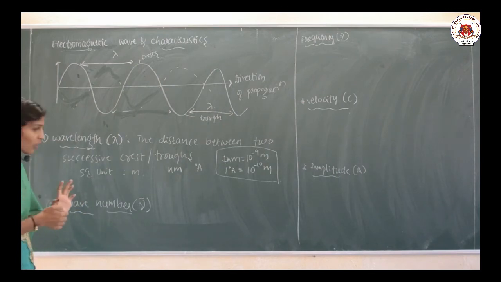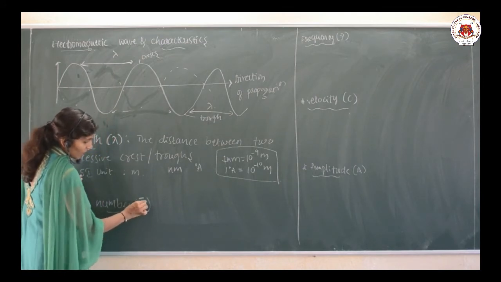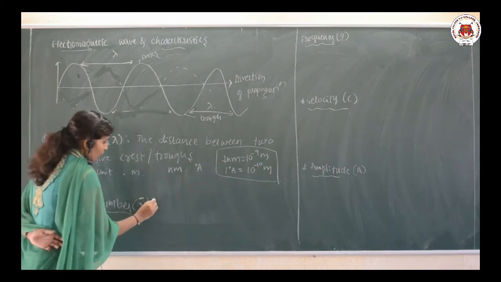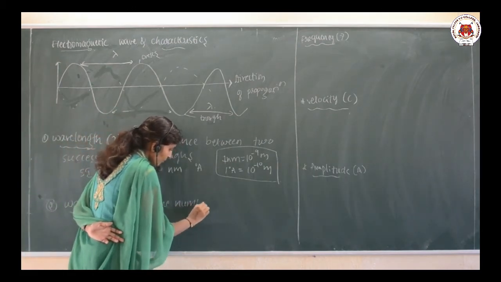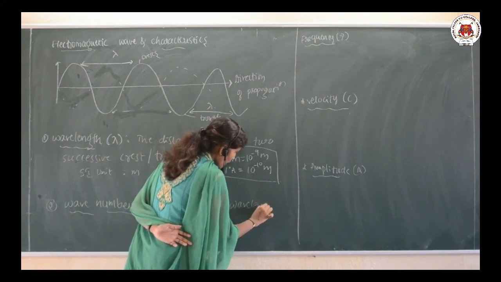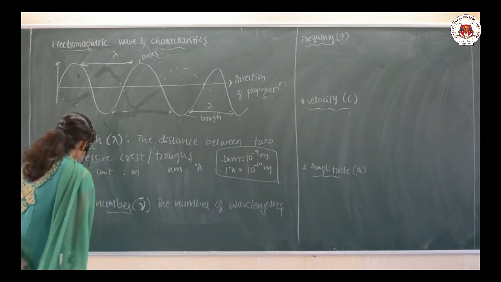Wave number is represented by nu bar. Wave number is the number of wavelengths per unit length.